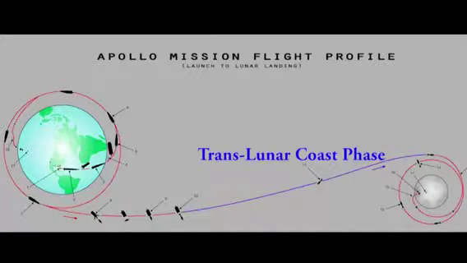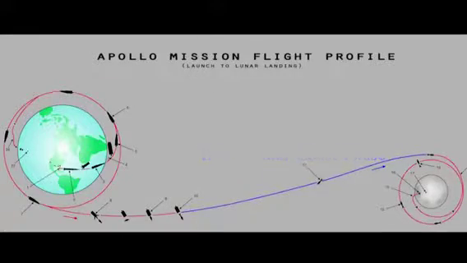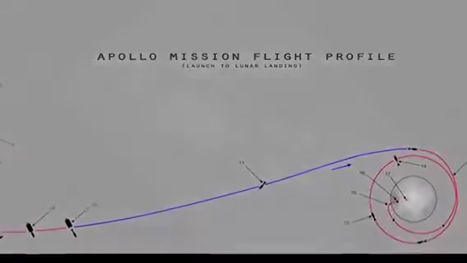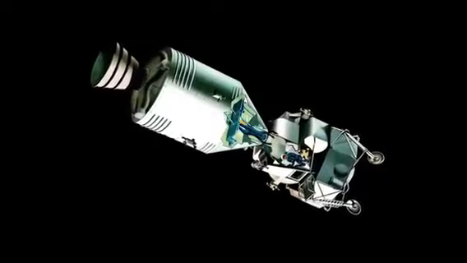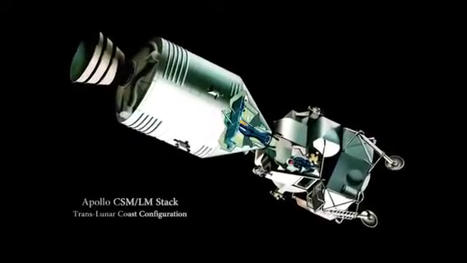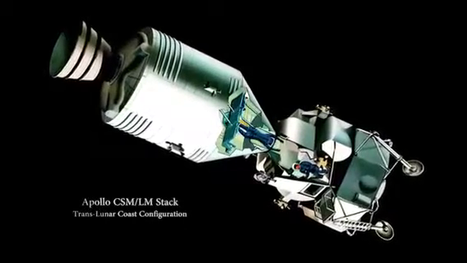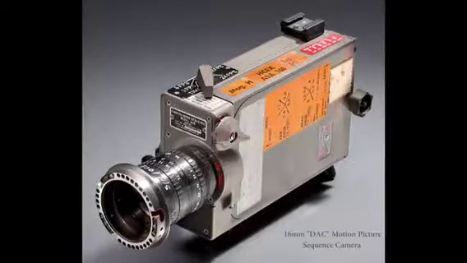This was the 3-day period when the astronauts were crossing the almost 400,000 kilometer cislunar void that separates our Earth from the Moon. And at some point during this outbound journey through cislunar space, one of the Apollo 11 astronauts did some unscheduled shooting with the 16mm DAC motion picture camera, and in the process managed to film several unidentified objects outside their spacecraft.